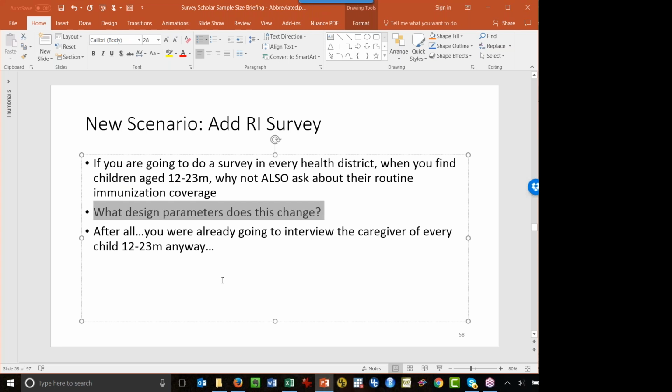Dale? Yes. Is that you, Carolina? Yes, just because I see a lot of questions in the chat, maybe before we go to the scenario of adding the RI, maybe if you could recap a few questions that were asked. Yes. And maybe re-walk people through the formula or the Excel. Okay.